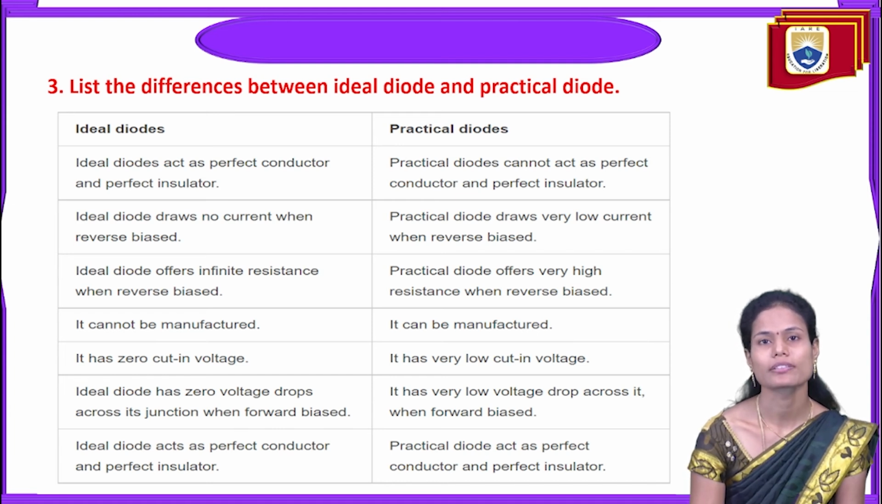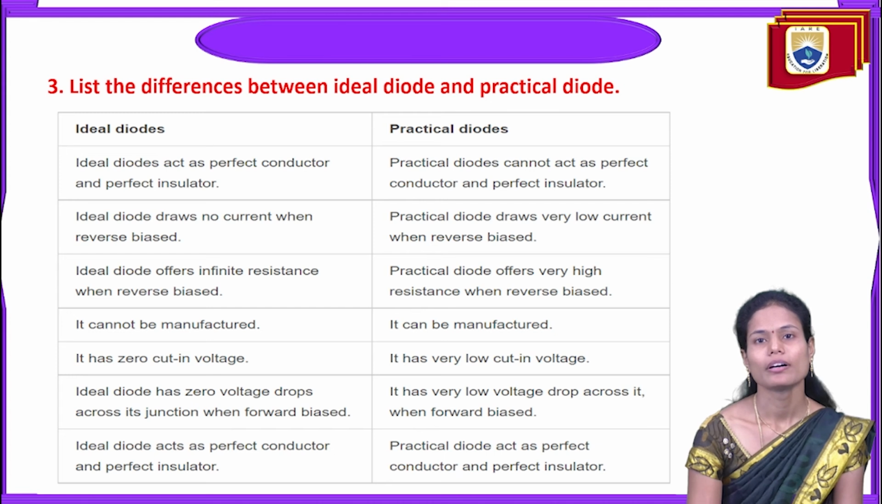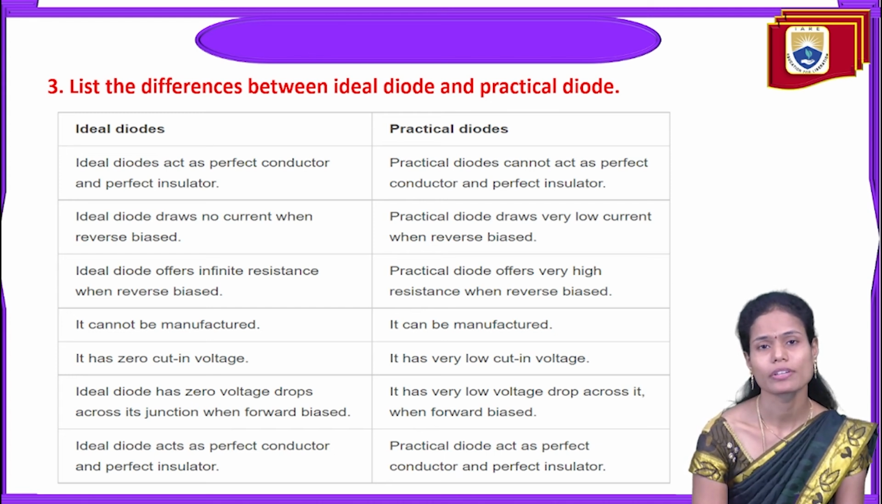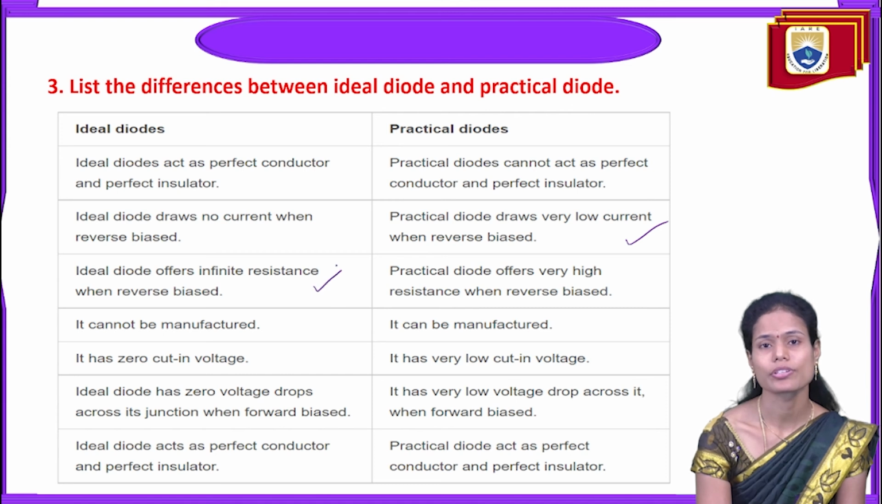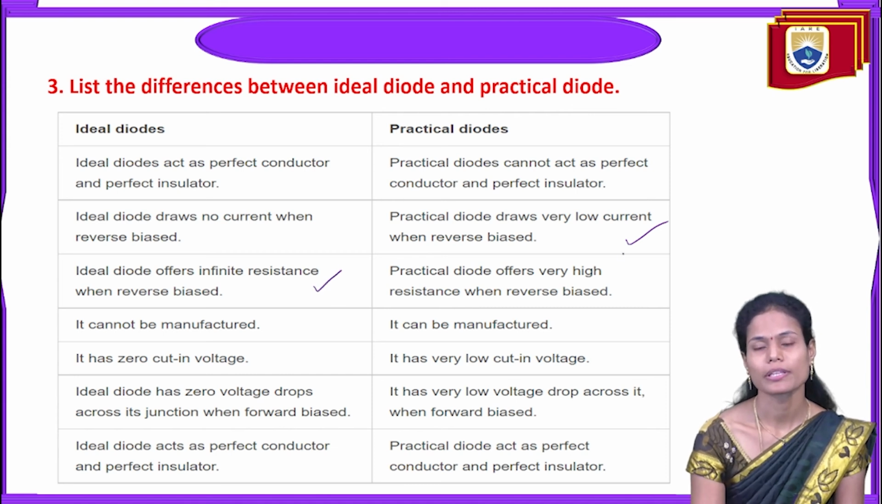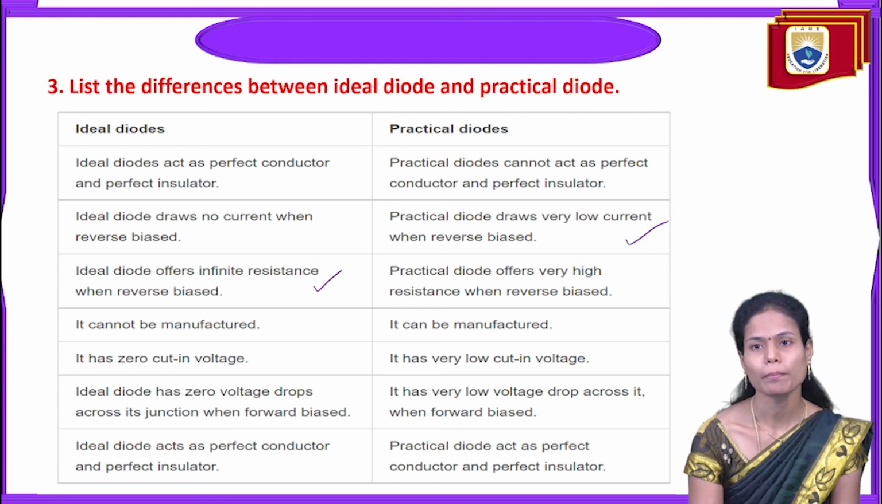In the ideal case, the diode acts like a perfect conductor and perfect insulator, but the practical diode does not act like a perfect insulator or conductor. An ideal diode draws no current in the reverse bias condition, but the practical diode will draw some current in the reverse bias condition. The ideal diode offers infinite resistance in the reverse bias condition, but the practical diode will offer very high resistance. The ideal diode cannot be manufactured, because in idealism we are assuming some conditions; according to that, we design the practical one. So that's why this can be manufactured.